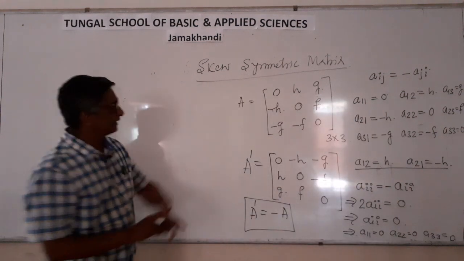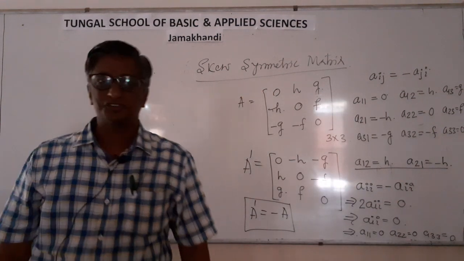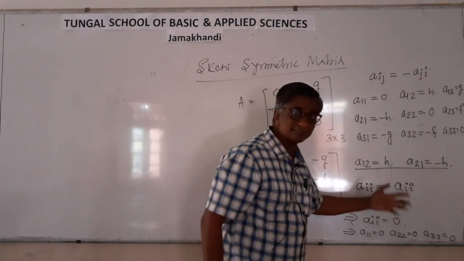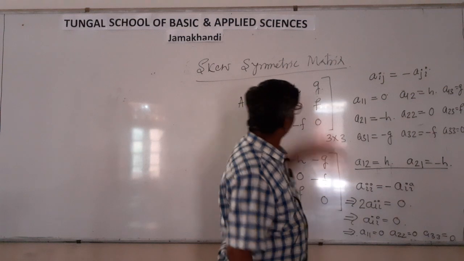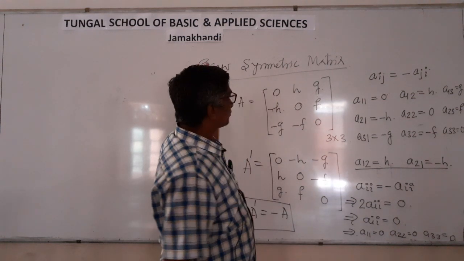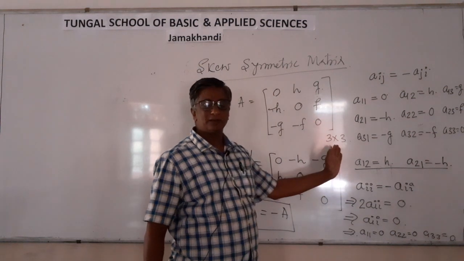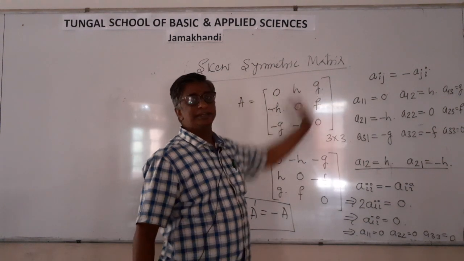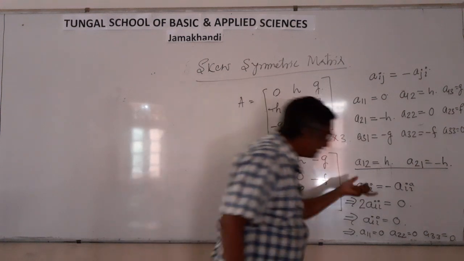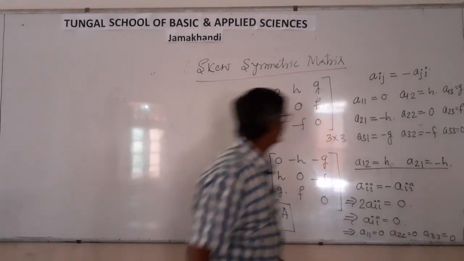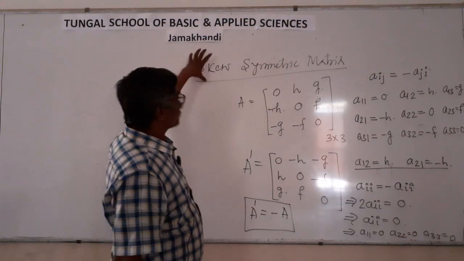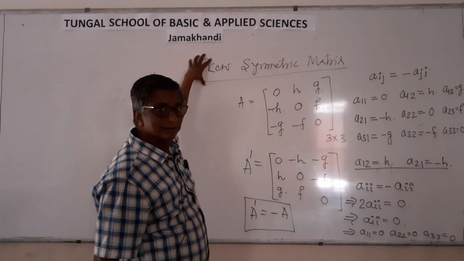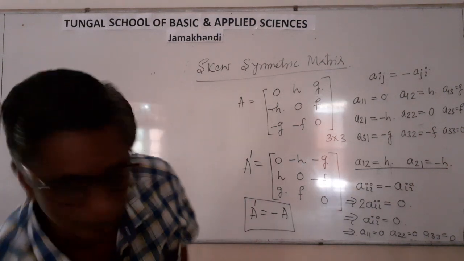Why are the diagonal elements 0 in skew symmetric? First you understand, this is a degree class. In PUC they tell that in skew symmetric the principal diagonal elements must be 0 and the others are negatives of each other. But why is it 0? This is very important. Do you understand? Skew symmetric matrix. Okay? Let us take the definition.